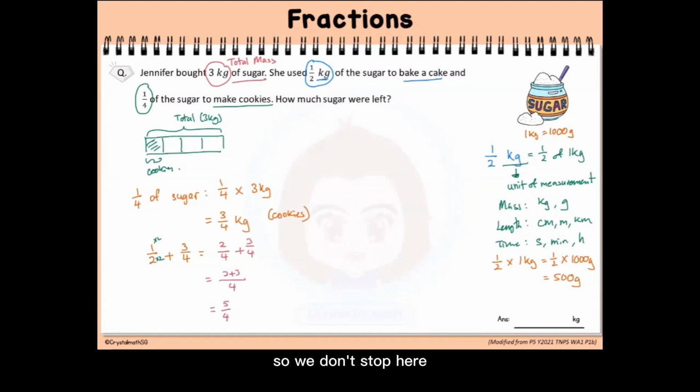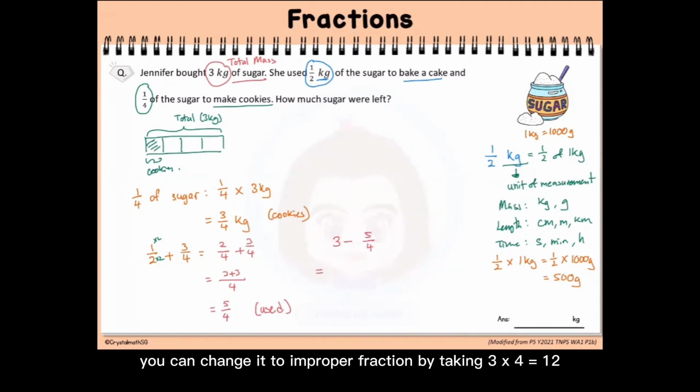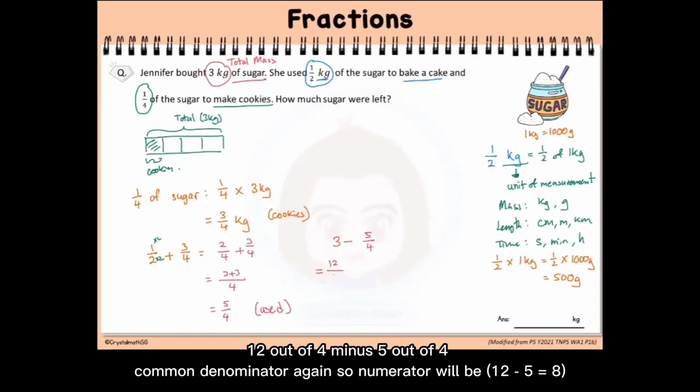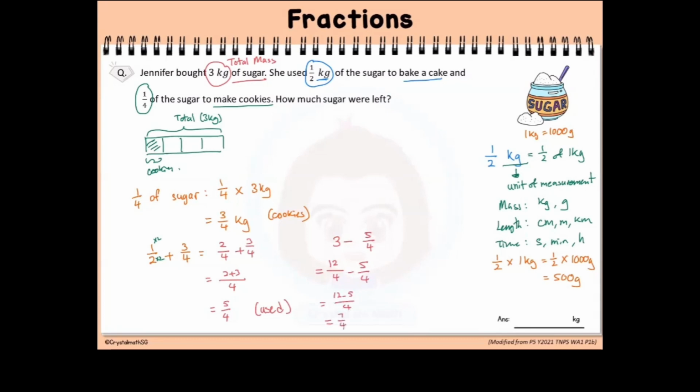We don't stop here. This is what was used. You want to find what is left, so we need to take the total, 3, minus 5 out of 4. What is 3? 3 means 3 wholes. You can change it to an improper fraction by taking 3 times 4, which is 12 out of 4, minus 5 out of 4. Common denominator again. Do we leave the answer as an improper fraction? No, this is not the simplest form. Always remember to change it to a mixed number, and it must be in the simplest form.